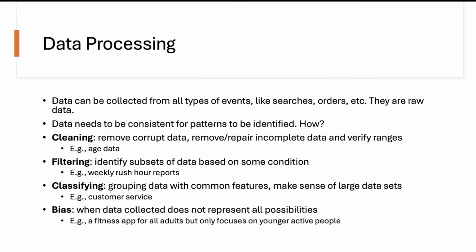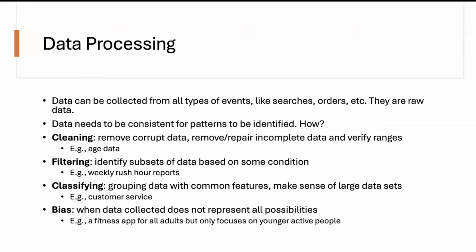When we are dealing with lots of data, there are many things that we can do in order to make sense of the data. Data can be collected in many different ways and from many different events, like orders we placed. These are called raw data. Those data need to be consistent so that we can use them to identify patterns and make sense of the data. So how do we do that? It will be through the following steps. The very first step will be called cleaning.